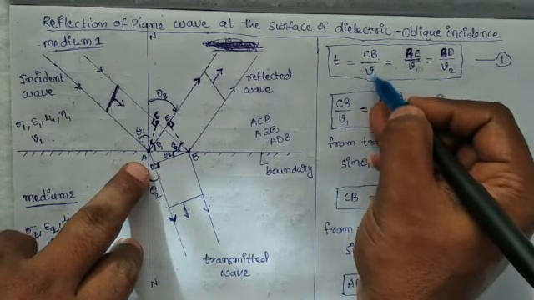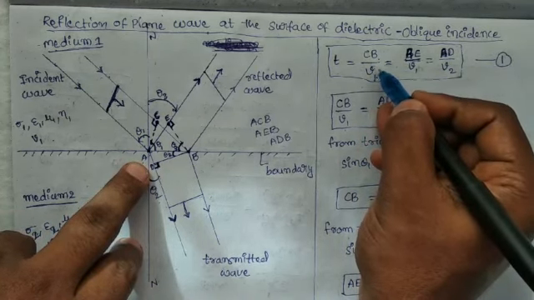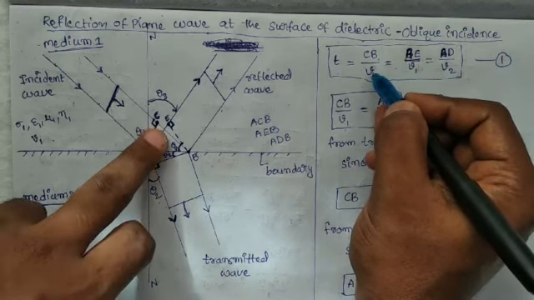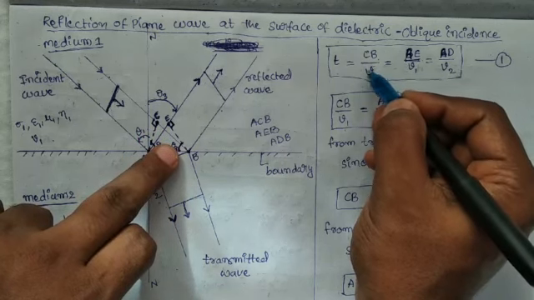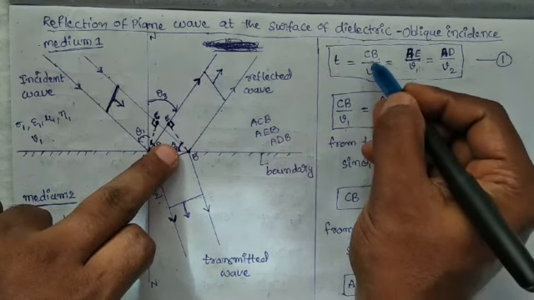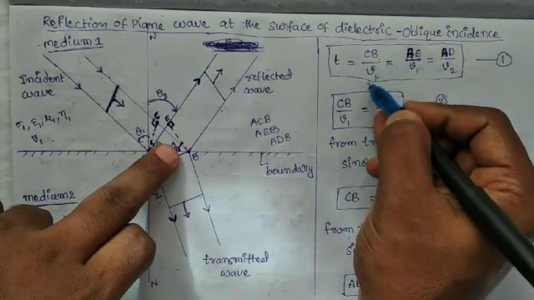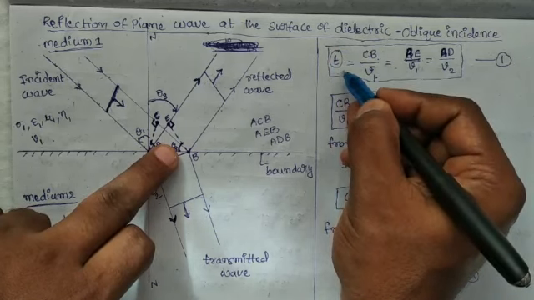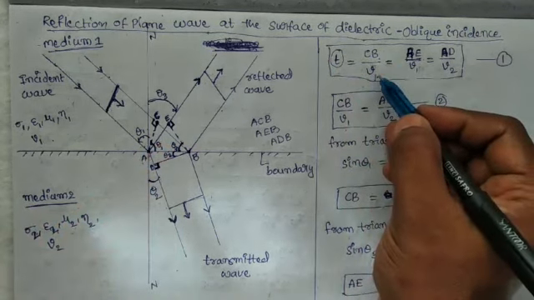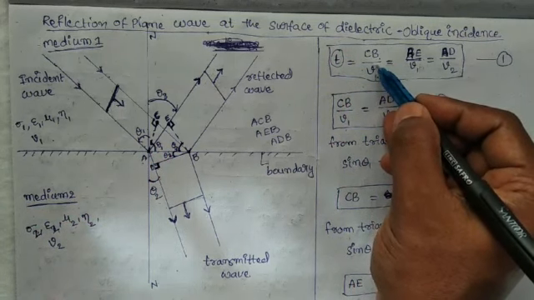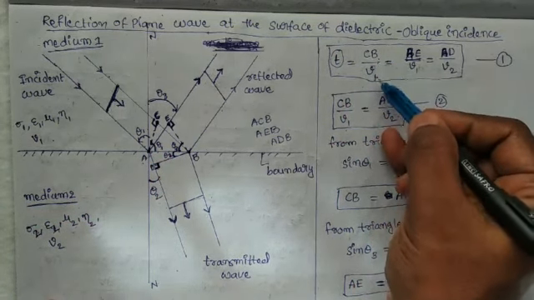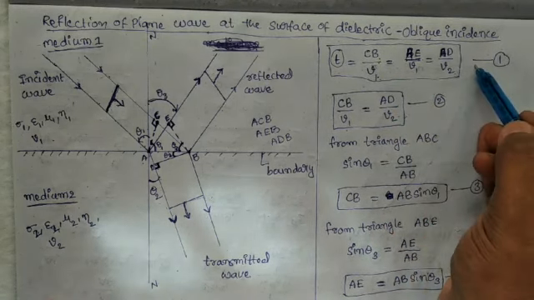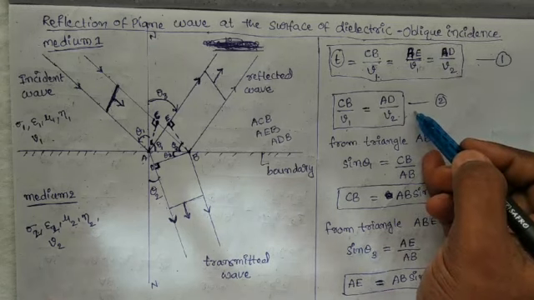Here actually velocity is distance by time. The distance traveled by the incident wave is CB, so CB by t. CB gets cancelled and t becomes the numerator, so we get the t value. Now from this we are equating CB by v1 is equal to AD by v2. I am taking this as equation 1 and this as equation 2.